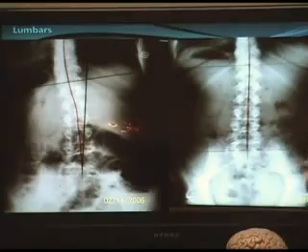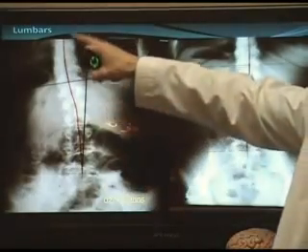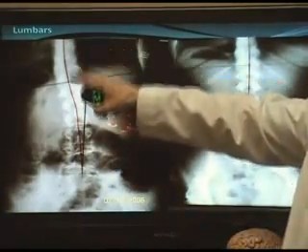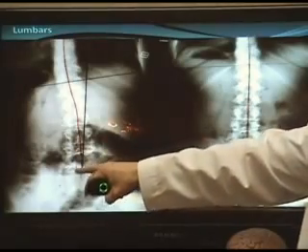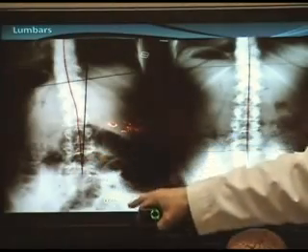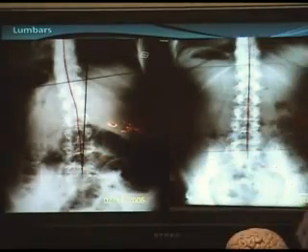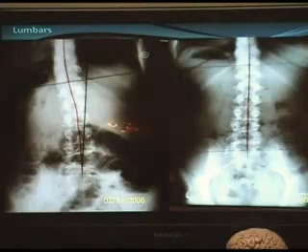Here's an example of a correction. This person had a shift to the left, basically a scoliosis in the spine, and she had chronic pain. She had sciatic pain because the nerves from the lower back go down into the legs, and this is our post-X-ray after a course of care.